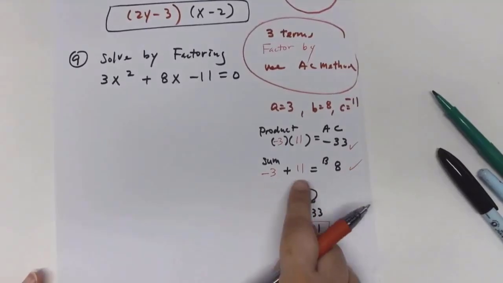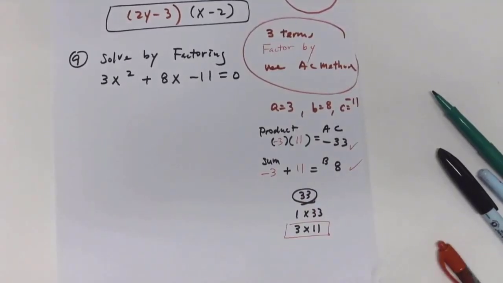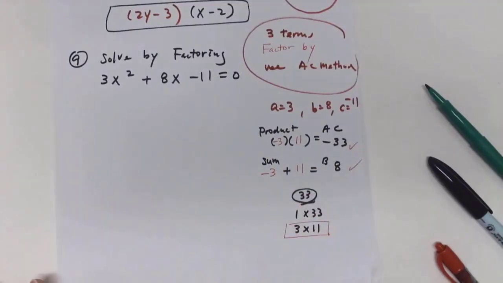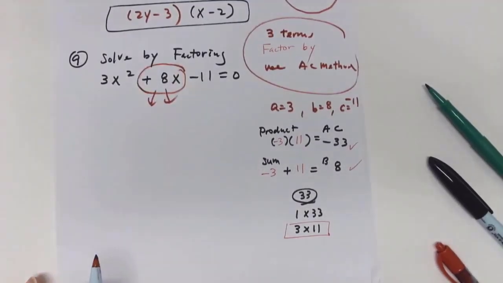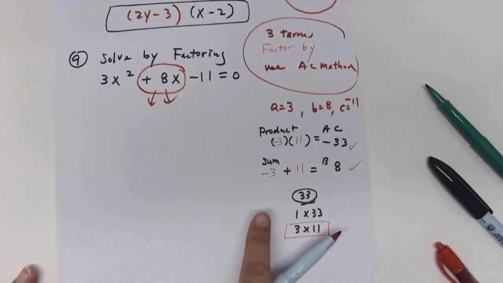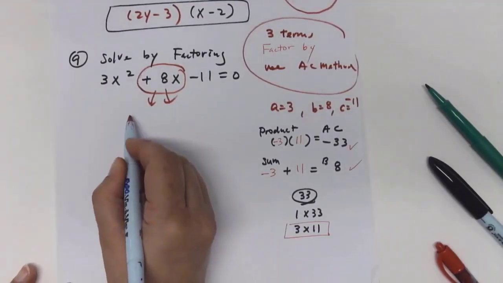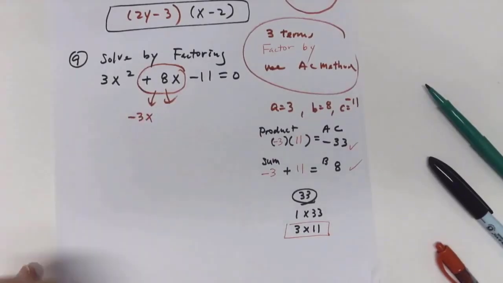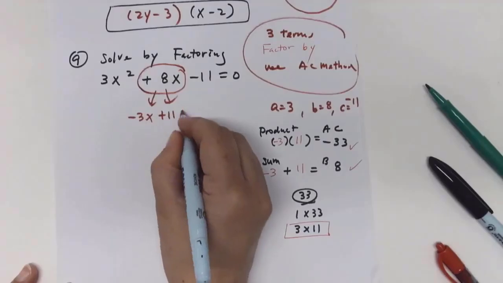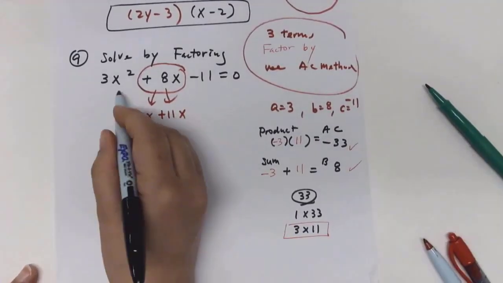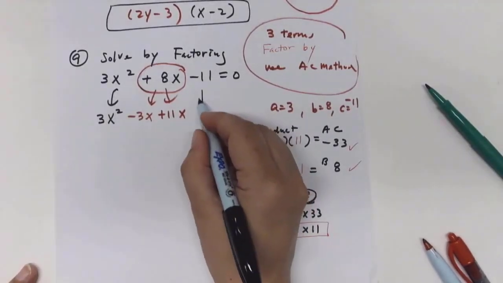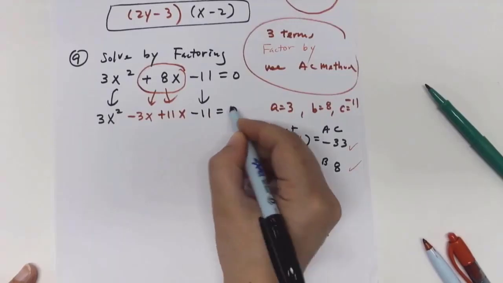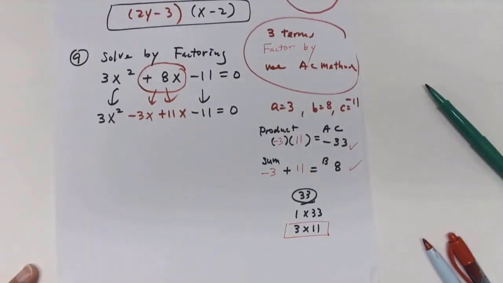So once I get those two numbers, where do they go? The negative 3 and 11 go where? Yes, they go to the middle, break it into 2, so we have what and what? Negative 3x, okay? Positive 11x, got it? And then I need to bring down the first term, which is 3x squared. I need to bring down the last term, which is minus 11, right? Don't forget, this is an equation equal to 0.